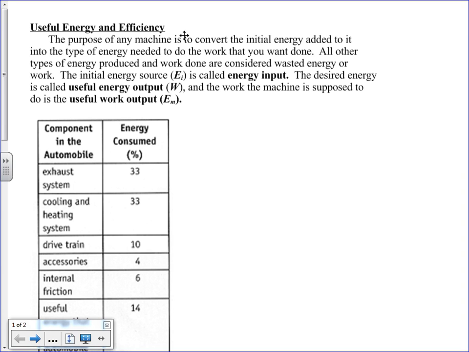Okay, so the initial source of energy is called our energy input. The desired energy is called the useful energy output. And the work the machine is supposed to do is the useful work output. So in a theoretical relationship, the useful work output and the initial energy should be the same. All right, but we know there's no energy conversion that's 100% efficient. And we have to understand that that's just not going to happen. Give you some idea.